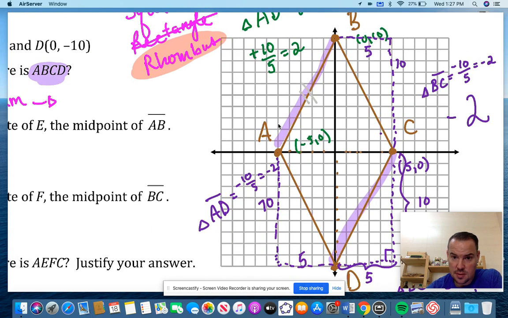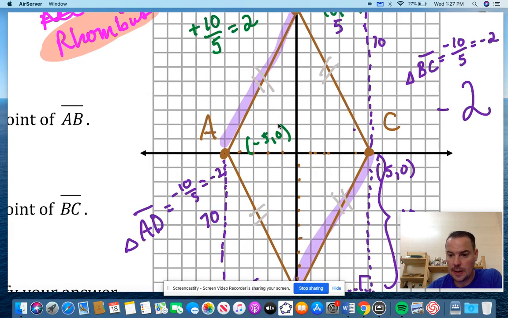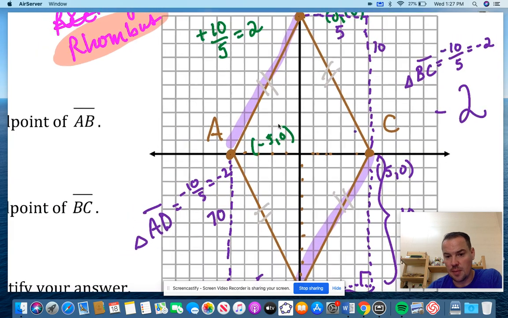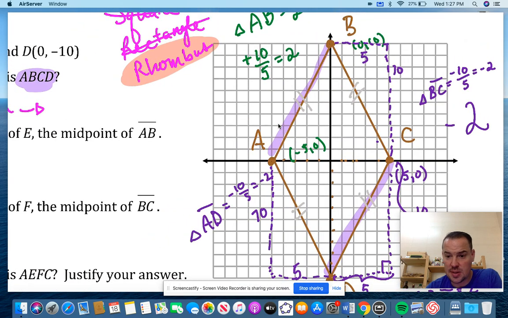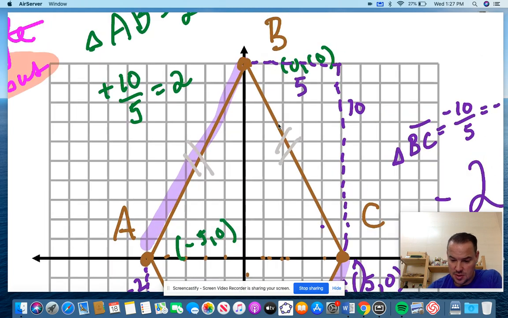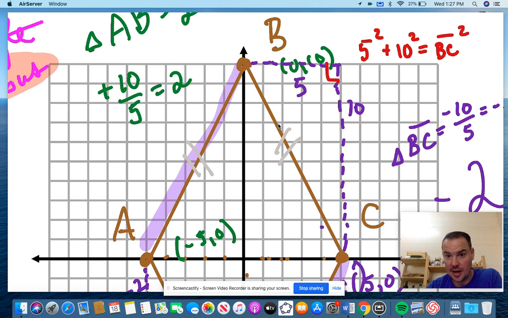If this and this and this and this are congruent, if you can see those gray marks, I know it's not the best color, then for sure this thing is a rhombus. So are these all the same or not? How do I find the distance of any line segment on a plane? I basically now just look at it. I'll just use this example right here. This is a wonderful right triangle. And because that's a right triangle, watch what I can do. I can put a little 90 right there, and I can go 5 squared plus 10 squared is equal to BC squared. And then I can figure out that length.